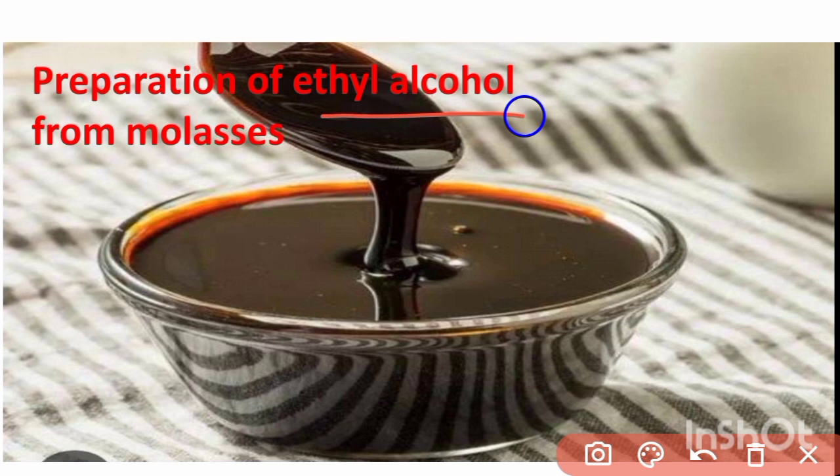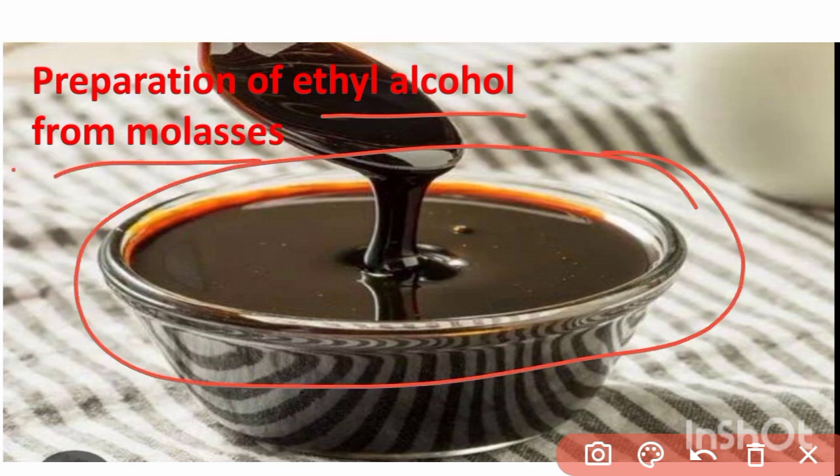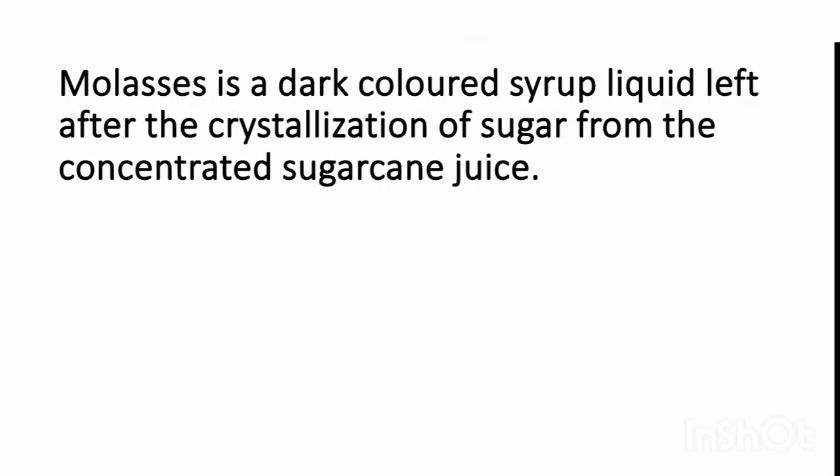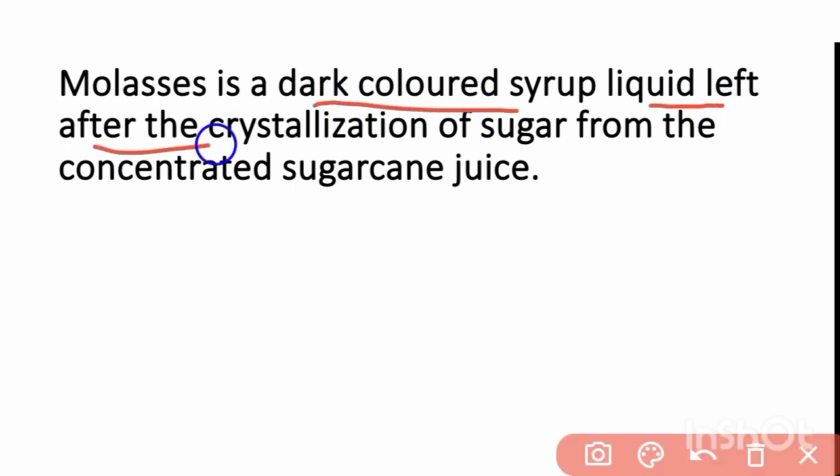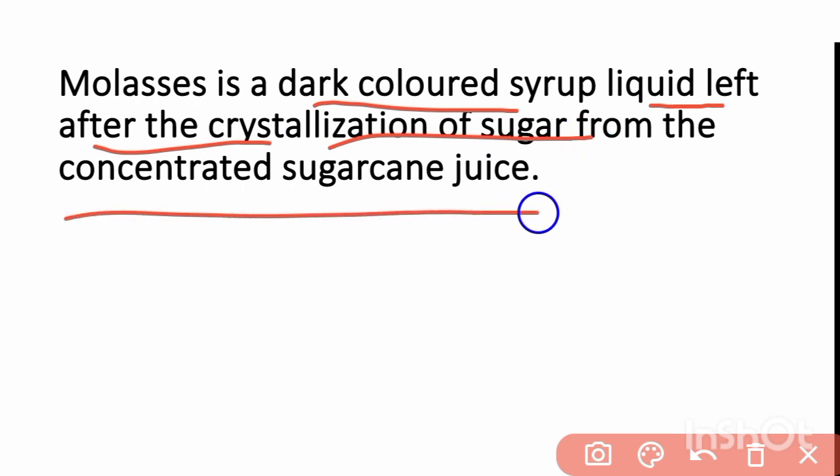Hello friends, now we will discuss preparation of ethyl alcohol from molasses. Molasses is a dark brown colored syrup liquid which is obtained during the preparation of sugar from sugarcane juice. Now we will see the definition of molasses. Molasses is a dark colored syrup liquid which is left after the crystallization of sugar from concentrated sugarcane juice.